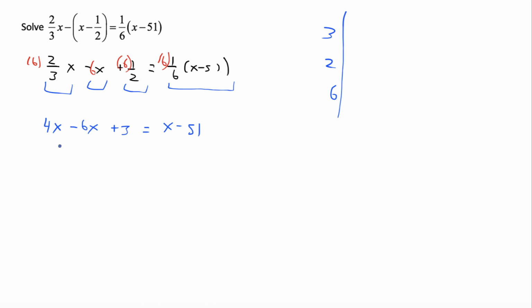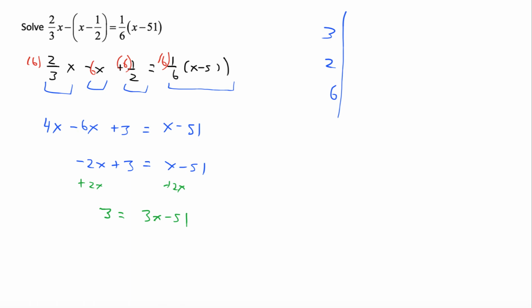Okay, so let's first combine any terms that we can on the left side. So 4x minus 6x is negative 2x. And then we have this x minus 51 on the right side. Now we want to combine the x's, but you notice that here the x's are on opposite sides of the equal sign. So we want to use the properties of equality and start moving terms around. I'm going to add this 2x to both sides here. So we get 3 is equal to 3x minus 51.